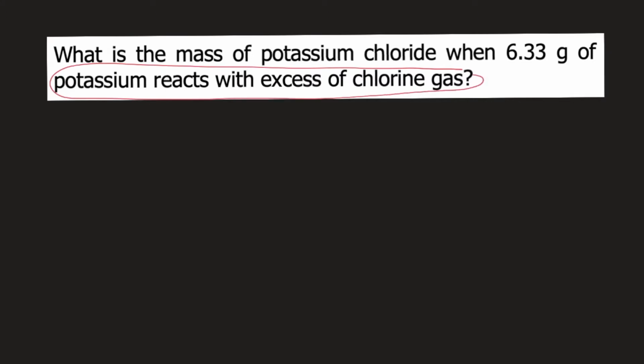And the product is potassium chloride. So the balanced chemical reaction for that is 2 moles of potassium plus 1 mole of chlorine gas. Chlorine gas is Cl2, forming 2 moles of KCl. So if you check the reaction, this is already balanced. You got 2 potassium on the left and 2 potassium on the right, 2 chlorine atoms on the left and 2 chlorine atoms on the right.